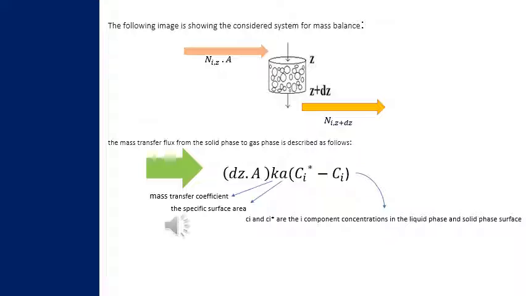The following image shows the considered system for mass balance, considering a cylindrical element with a base area equal to the tower base area and with a given height. The mass balance is written for the element as input minus output. On the other hand, the mass transfer flux from the solid phase to the gas phase is described as follows.